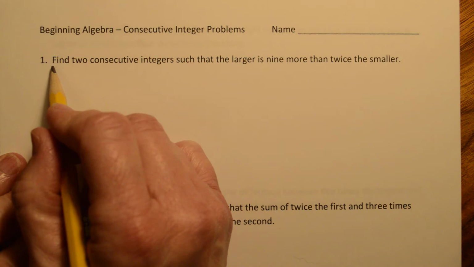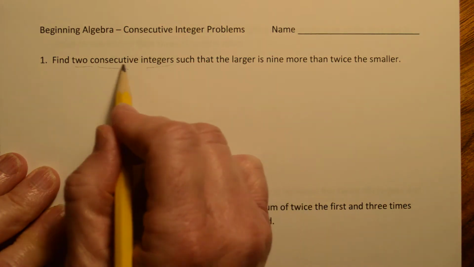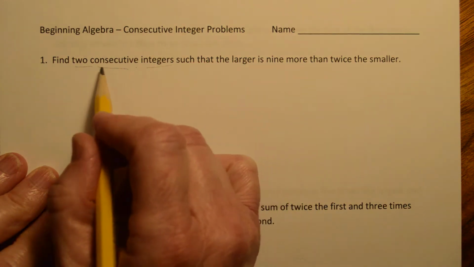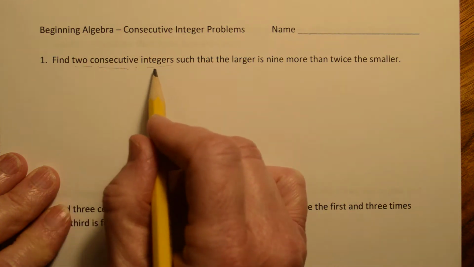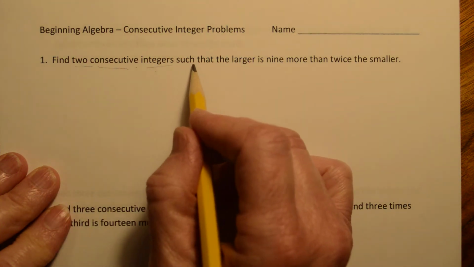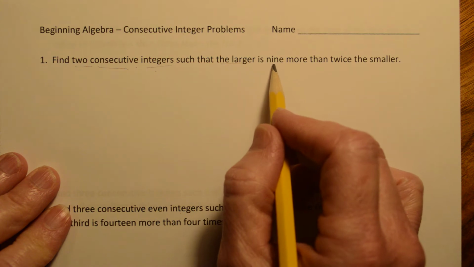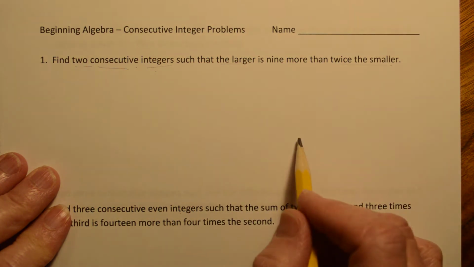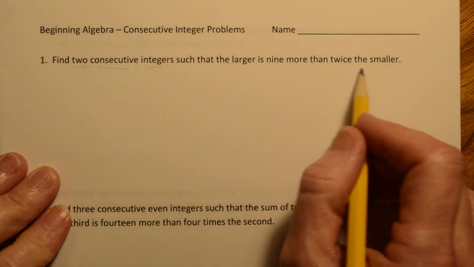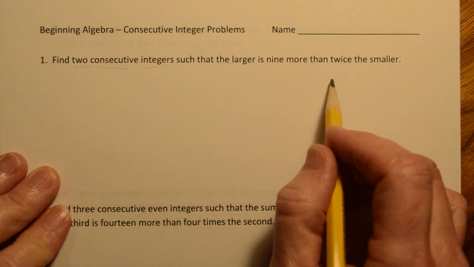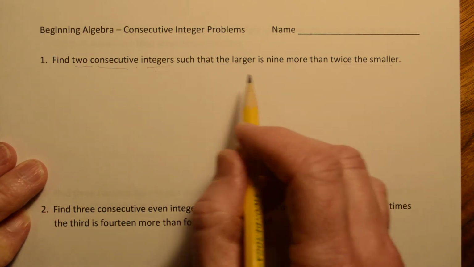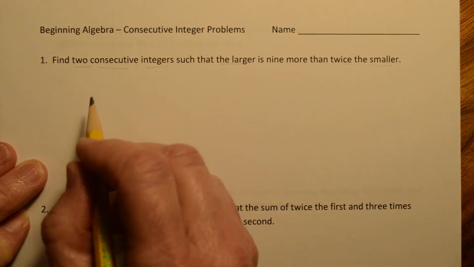So the first thing it's telling us to do is find two consecutive integers. Again, notice it doesn't say even integers or odd integers, just two consecutive integers. And we know that the larger one is 9 more than twice the smaller. Okay. Again, this is intimidating when people look at it, but in just a second, hopefully you'll be like, oh, not too bad. Okay, so find two consecutive integers.